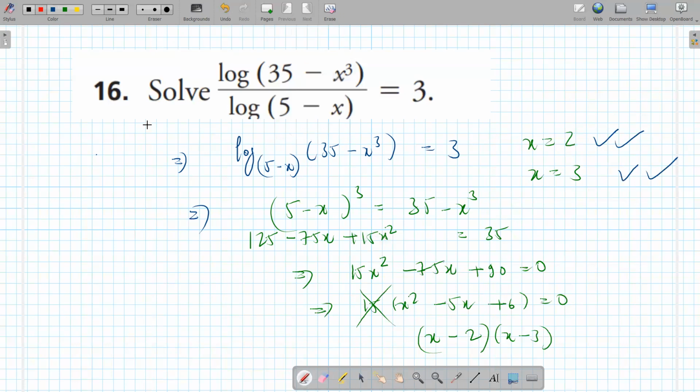So this question, the most important step is the very first step. You have to rewrite those two logs as one log and turn it into an exponential. From here, it's just opening brackets and solving the quadratic.